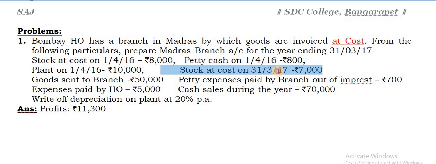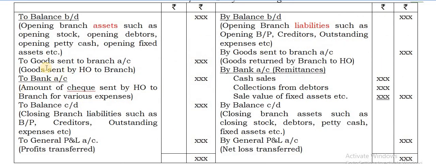This is stock when it is there on 31/3/17. So closing stock has to be taken on the credit side as balance carried down. Then goods sent to branch. Goods sent to branch is an item to be taken on the debit side. You can find goods sent to branch. Always whatever goods are being sent by the head office to the branch will be taken on the debit side.